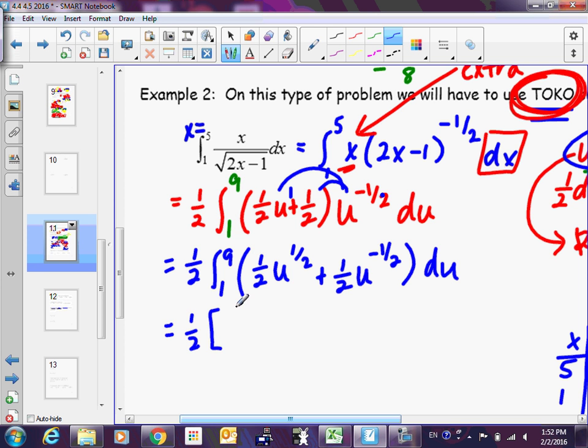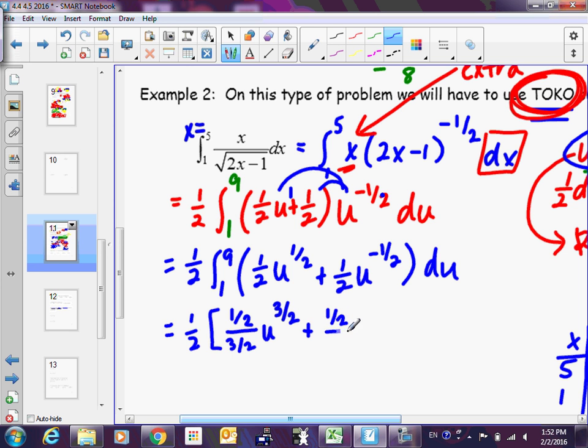The coefficient to this part is 1/2, so I'm going to go 1/2 over something. The new power on u when I integrate, I get that by adding 1. 1/2 plus 1 is 3/2, and that's what we put right down there as well. Don't worry about how gross it is. We're just writing it, not simplifying it.